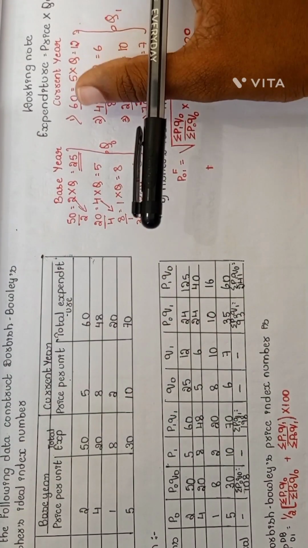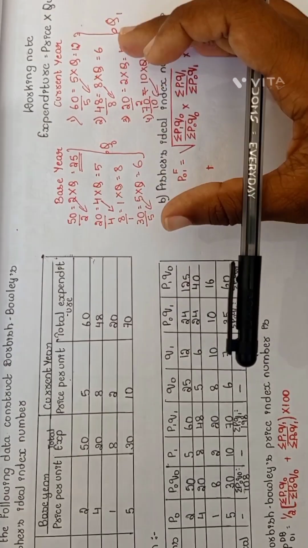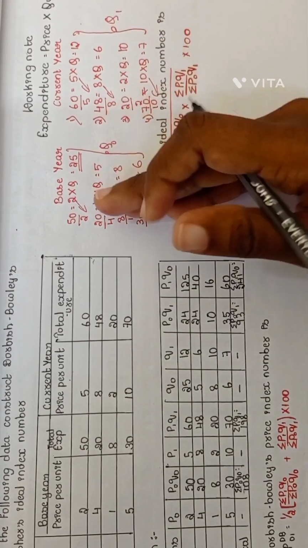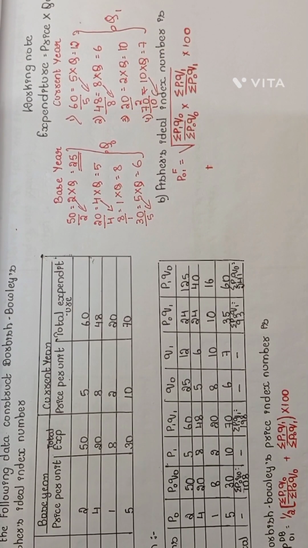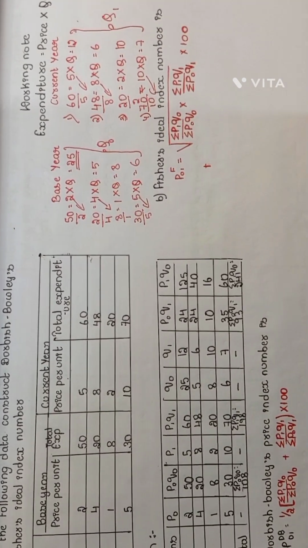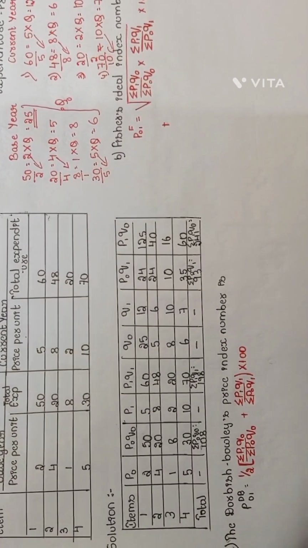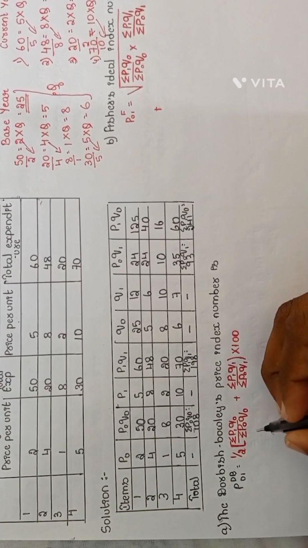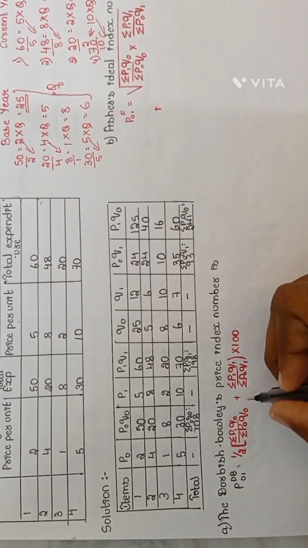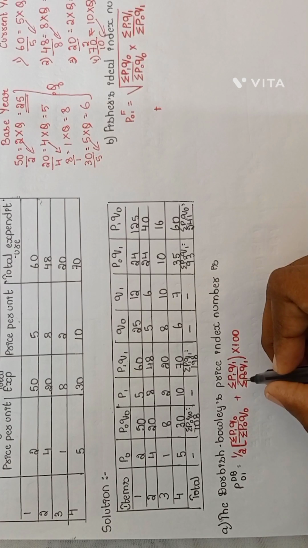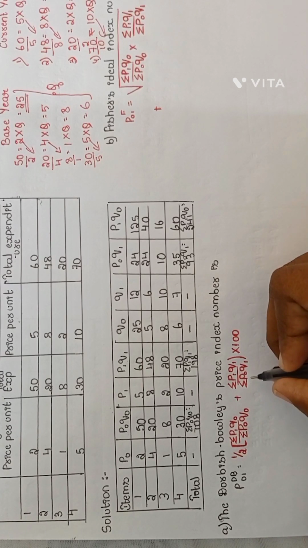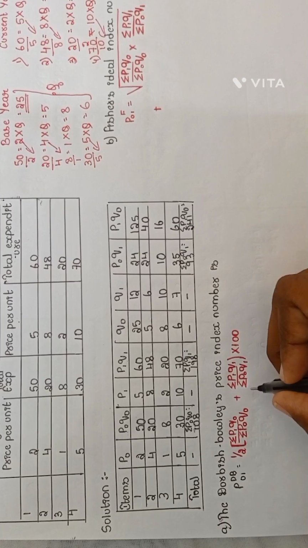Otherwise, you can use the formula. From this, you can obtain the quantity in the base year and the quantity in the current year. So we have got all the things which are required for the formula. So let me compute it. Okay. So the Dorbish Bowley's price index number formula is half into summation P1 Q0 divided by summation P0 Q0 plus summation P1 Q1 divided by summation P0 Q1, into 100.